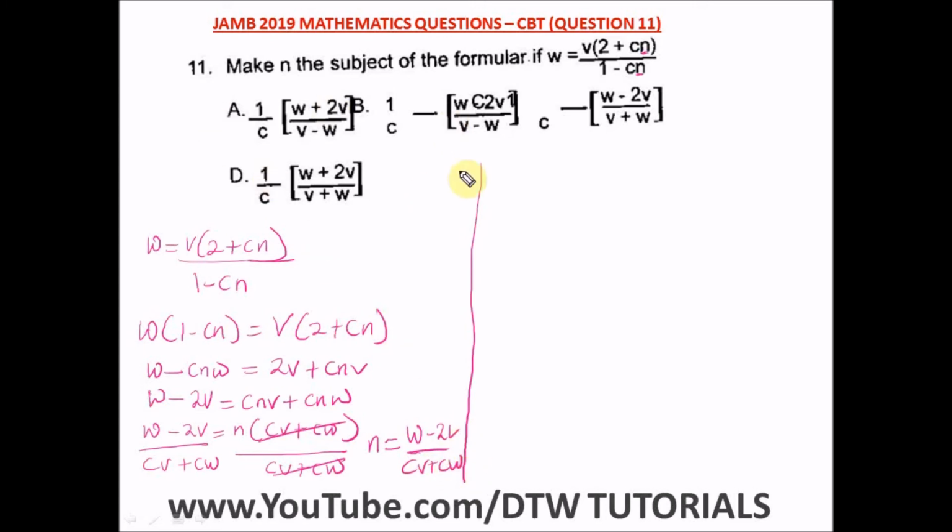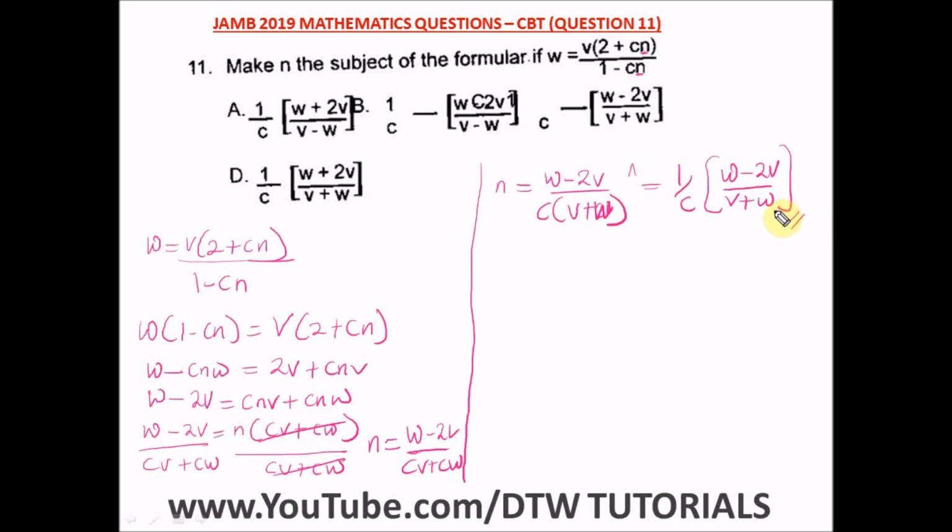But you can see from our options here, they brought out 1 over C, so we can easily bring out 1 over C here. So we have n is equal to W minus 2V, bringing out C, then we have V plus W, which is the same as 1 over C bracket W minus 2V divided by V plus W. Okay, so this is our answer. n is equal to this.